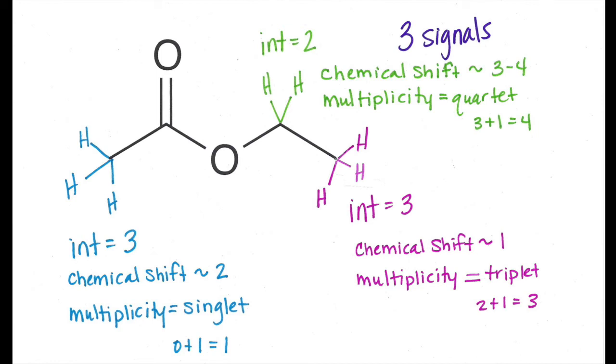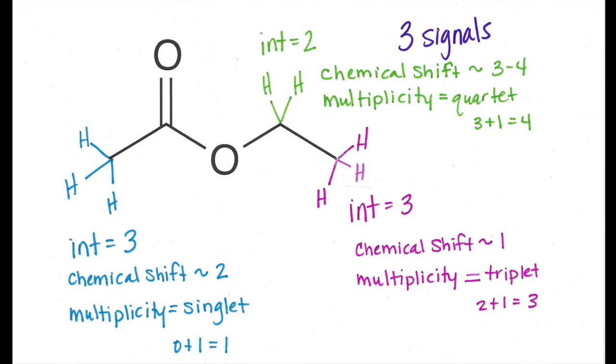For the protons in green, this will be a signal that integrates to 2. This will be a signal that has a chemical shift between about 3 and 4. That's because these protons are bonded to a carbon that's also bonded to an oxygen. The multiplicity of the signal for these protons will be affected by the protons on the adjacent carbon.